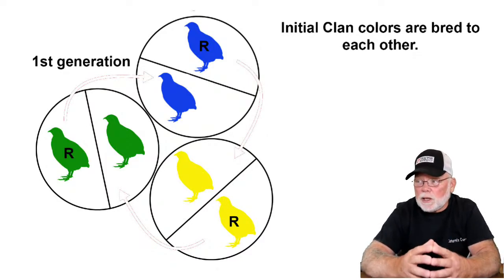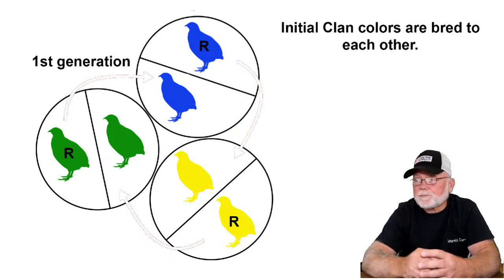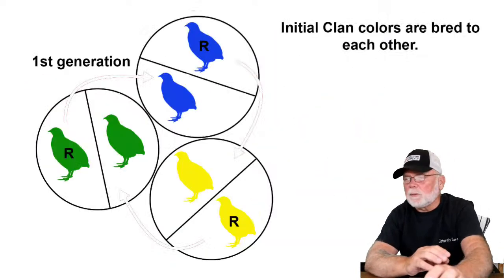And the initial clan, the colors when you're setting it up, are always bred together, the same color birds. I do want to talk about, actually, let me go back.